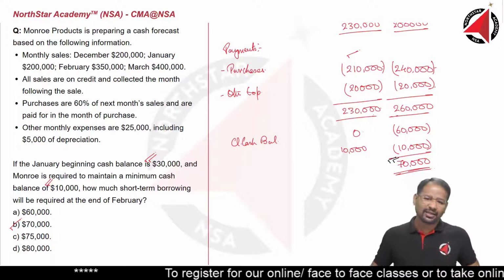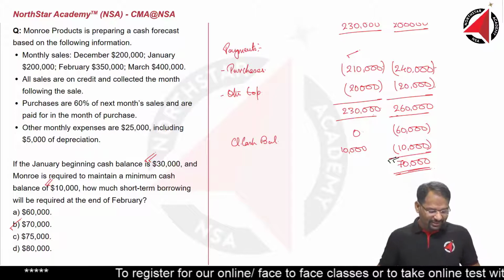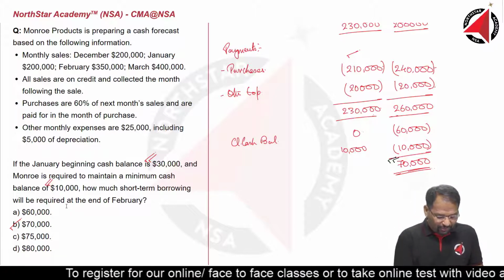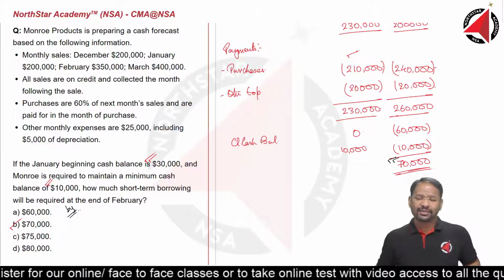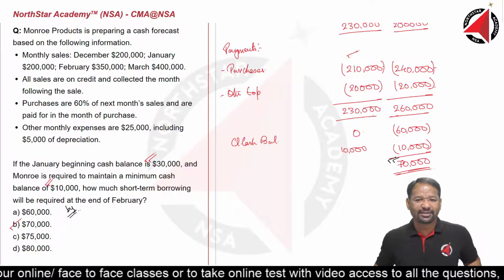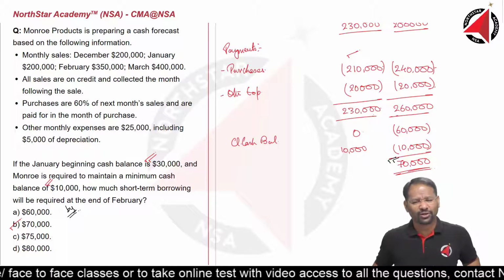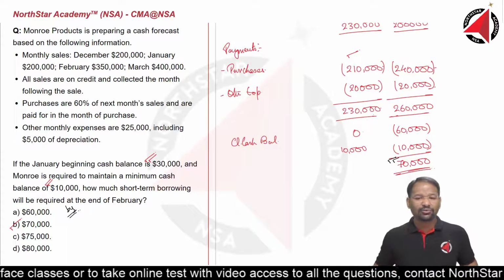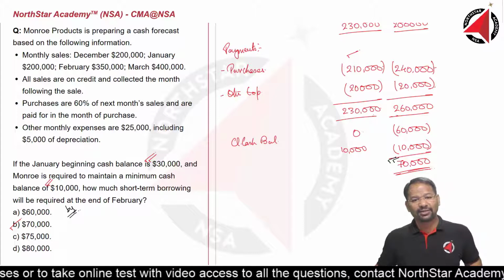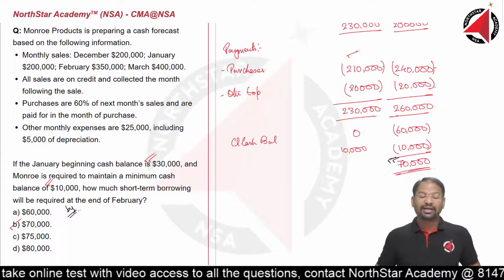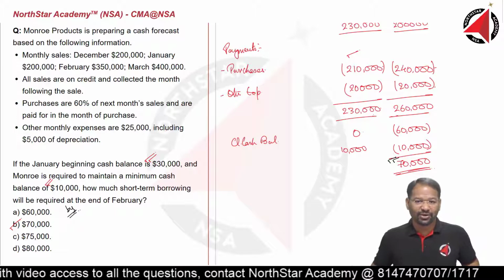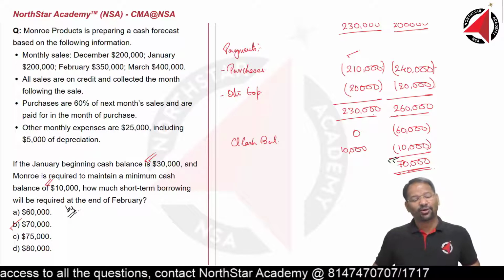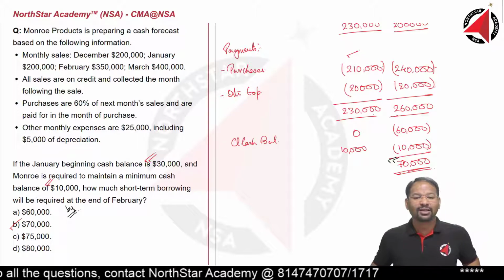This is another assumption also. If the question has told how much short-term borrowings would be required by the end of February, then it could be same answer 70,000 what we have got. So slight confusion, but I will always suggest you go with the LoS answer. LoS answer has given 70,000. I want you to stick to this calculation of 70,000, but just alternative possibility is also there.